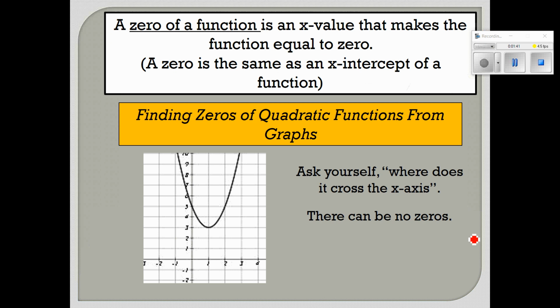Sometimes, if you look right here, this parabola does not touch the x-axis anywhere. So what are the zeros? What are the solutions to this? There are no zeros. So you can see that with quadratic equations, you can either have 2 solutions, 1 solution, or 0 solutions.